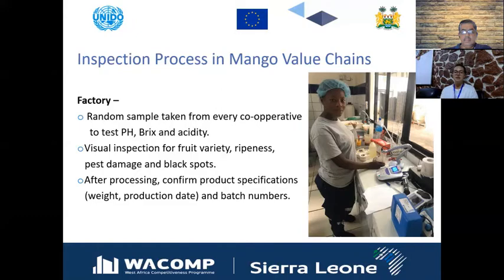Has it been pest damaged? Does it have any disease, black spots? Has it been damaged in transit? So now that it's come to the factory, the next stage would be the processed product.